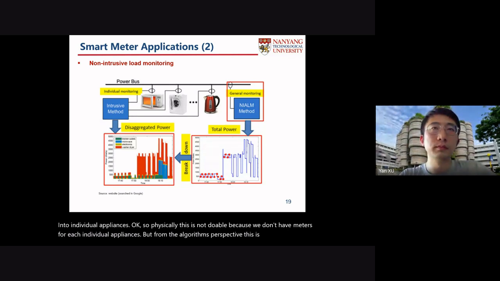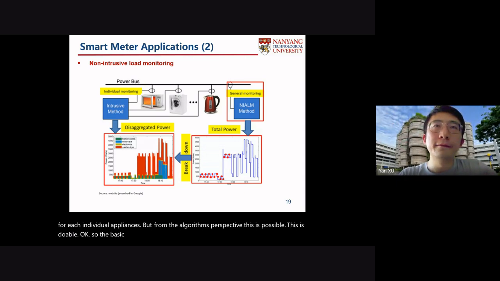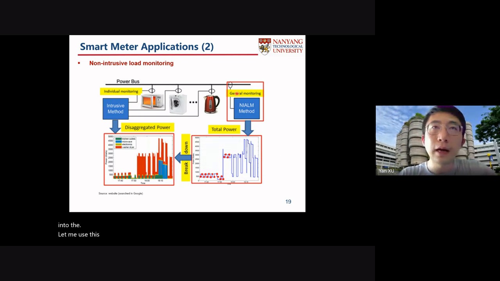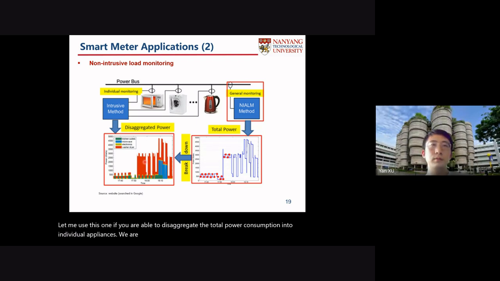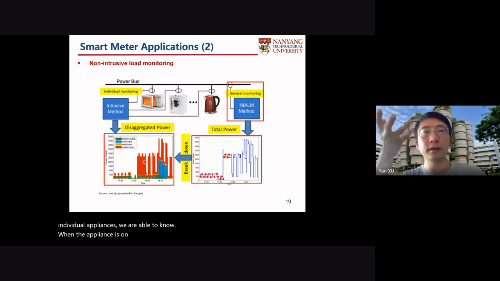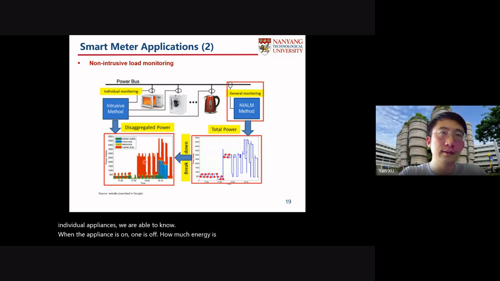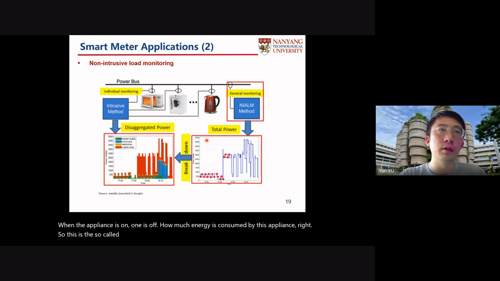This is doable. So the basic idea is, if we are able to disaggregate the total power consumption into individual appliances, we are able to know when the appliance is on, when it's off, and how much energy is consumed by this appliance. So this is the so-called disaggregation of the power.